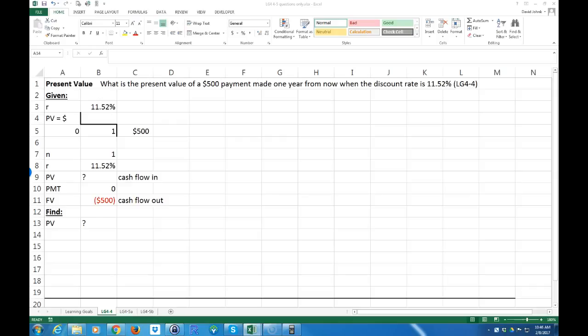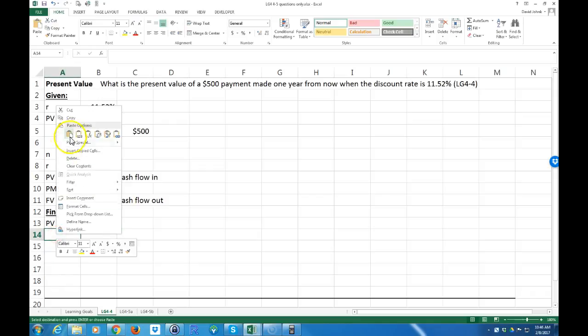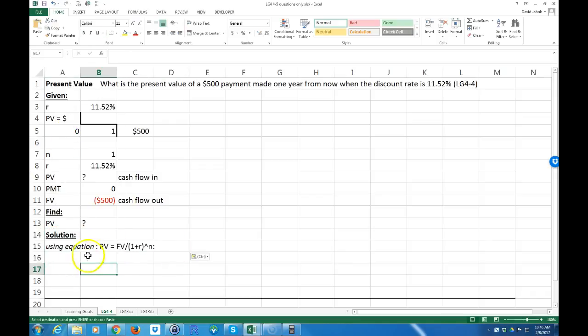First, I'll do it using the equation of your book, or the finance equation. I already have it written here, so I'm going to put it here. We want to use this equation: the present value equals the future value divided by 1 plus r to the n. So I'm going to say present value is equal to, well, my future value is right here.